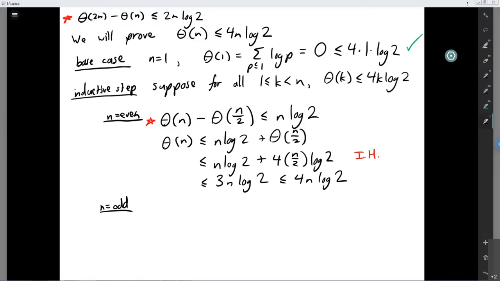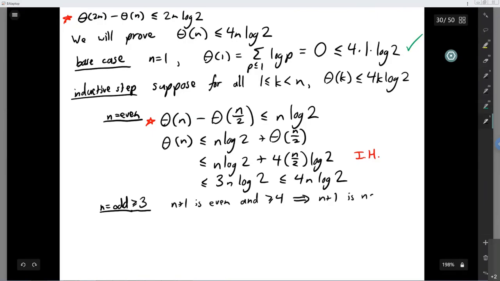But what we can say is that n plus 1 is even. We're going to say more than n is odd. We're going to say n is odd and at least 3, since we already proved it for n equals 1. So that means n plus 1 is even and at least 4, which implies n plus 1 is not prime.